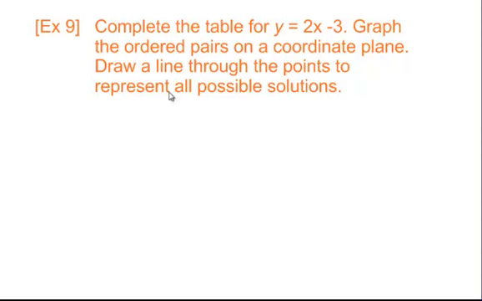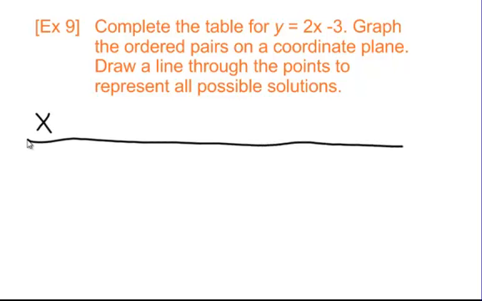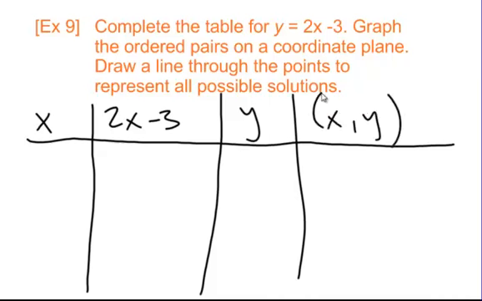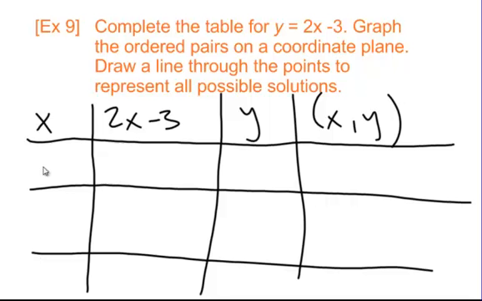Okay, welcome back. Here we have y equals 2x minus 3. So my x's, again, I'm going to pick easy ones. And you might have picked different x's. That's okay. Here's my 2x minus 3. I will get a y, and then I'll get my x comma y. So remember, we need 3 points here. Remember, we want easy ones, so I'm going to pick 0, 1, and 2.